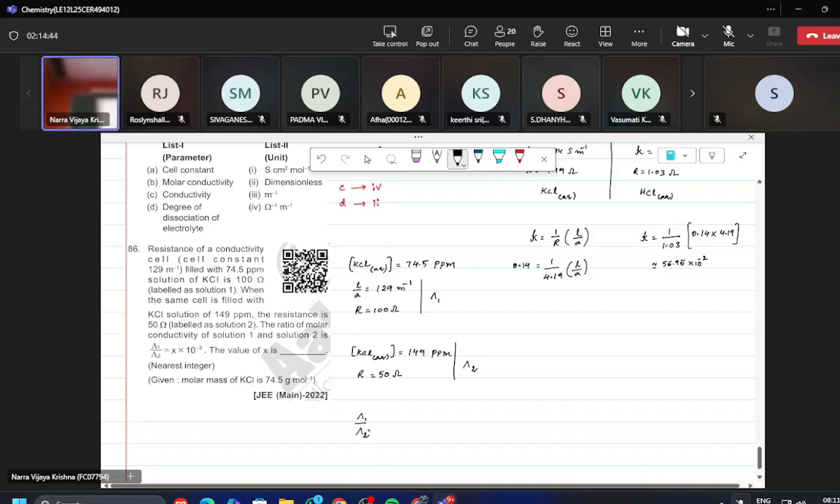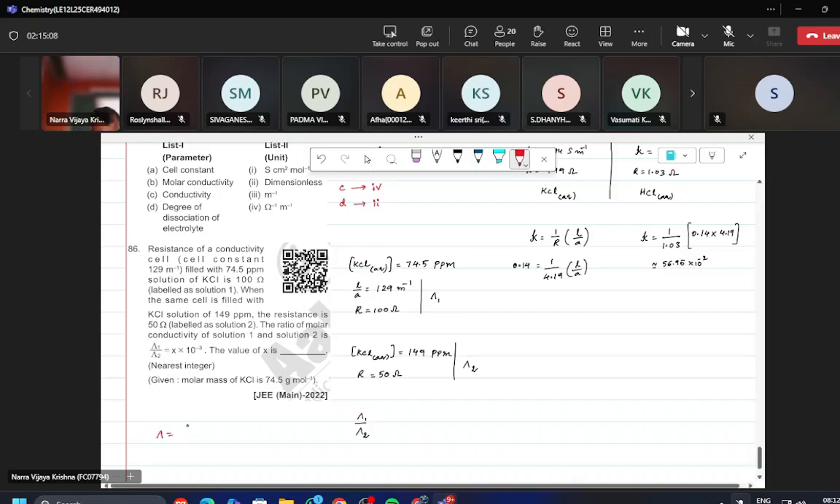How to find lambda? Kappa into 1000 by molarity. Correct? Instead of molarity, I am directly substituting ppm. Reason? ppm gets cancelled when I take the ratio. Correct? So what is kappa? 1 upon R into, better I will write that formula here.